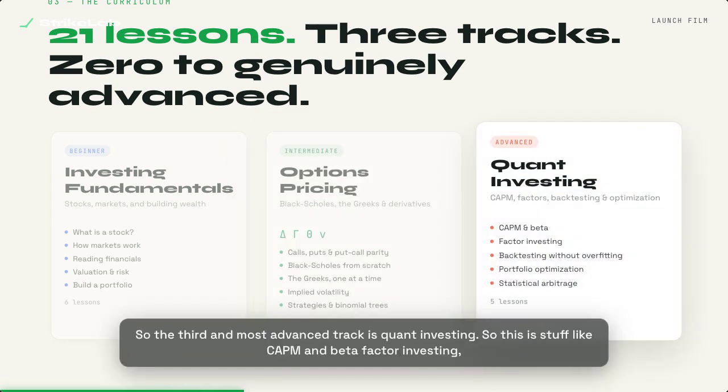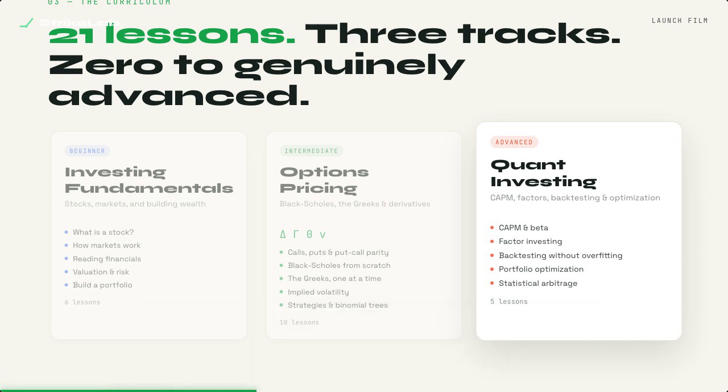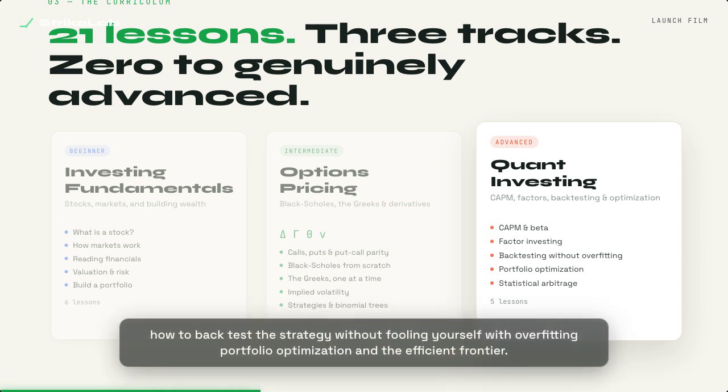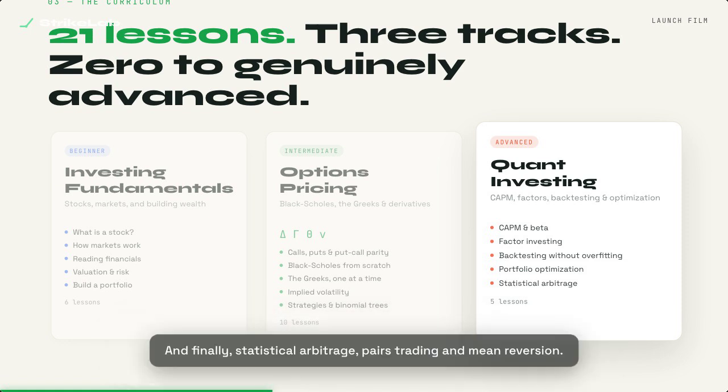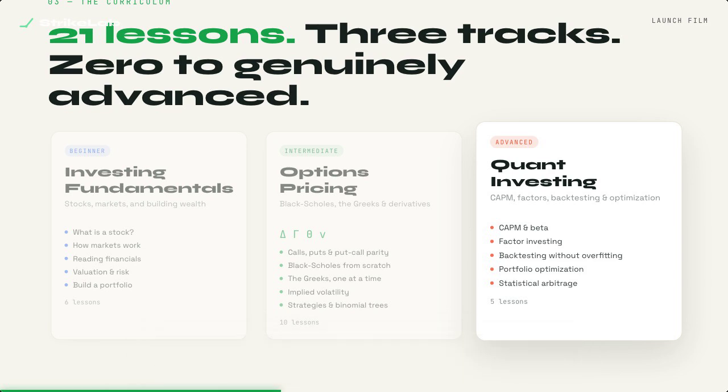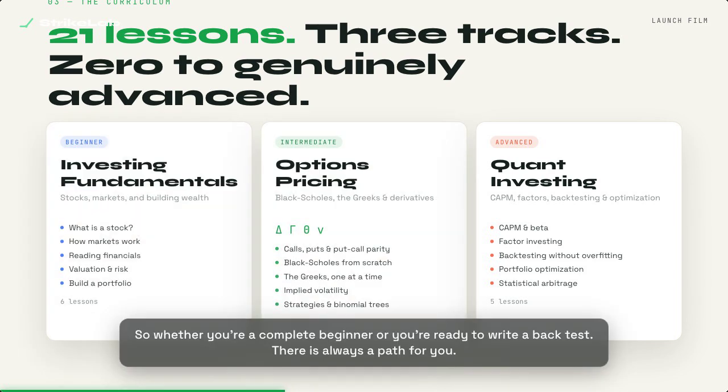So the third and most advanced track is quant investing. This is stuff like CAPM and beta, factor investing, how to backtest a strategy without fooling yourself with overfitting, portfolio optimization, and the efficient frontier. And finally, statistical arbitrage, pairs trading, and mean reversion. So whether you're a complete beginner or you're ready to write a backtest, there's always a path for you.